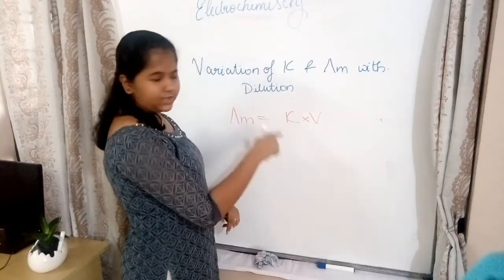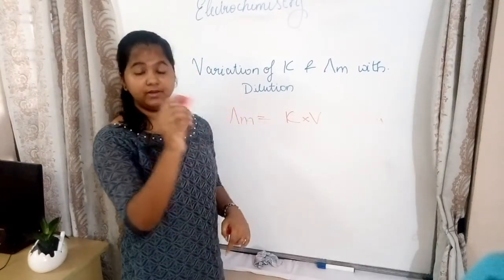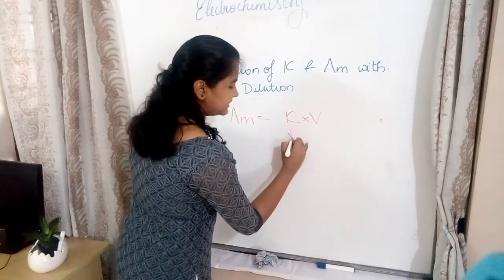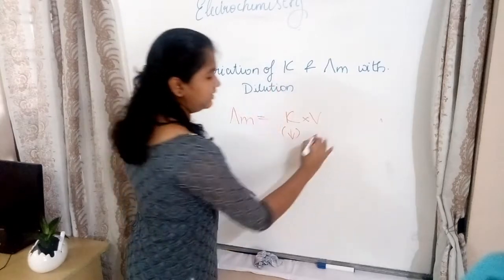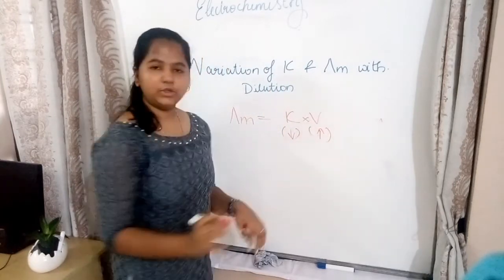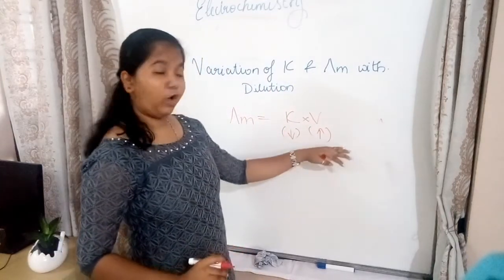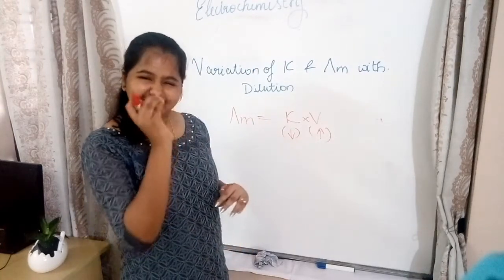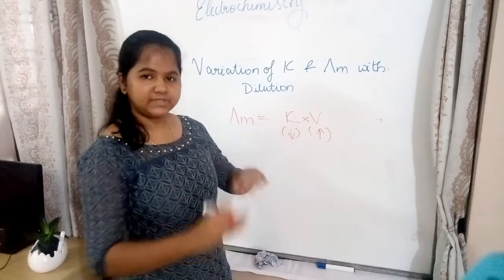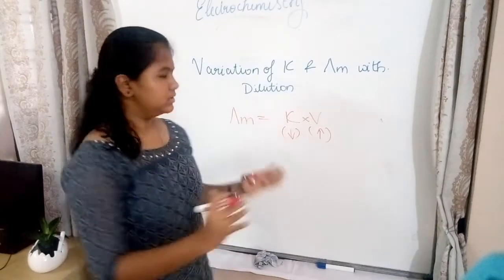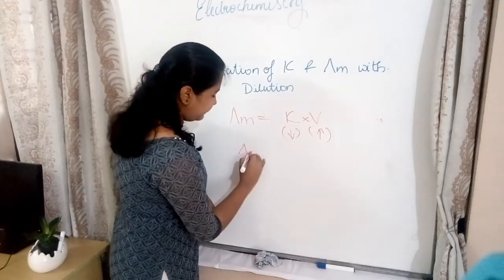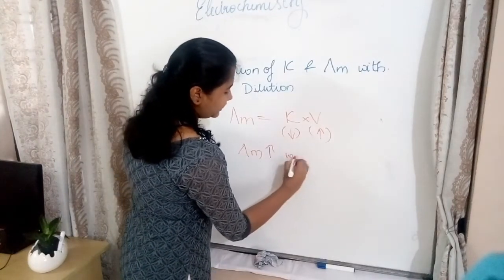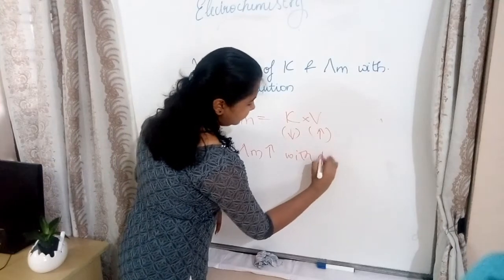So in this equation, we know that as dilution happens, kappa decreases. So there is a decrease in kappa and an increase in volume. So what will happen? The volume increase is more than the decrease of kappa. Kappa decreases very little and the increase in volume is much bigger. So that implies molar conductivity would increase with dilution.